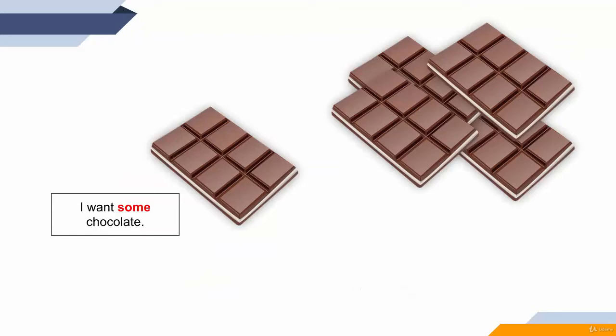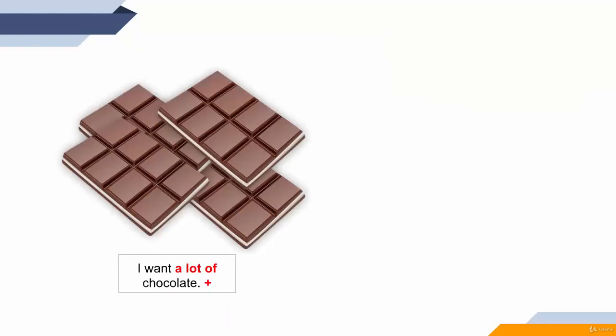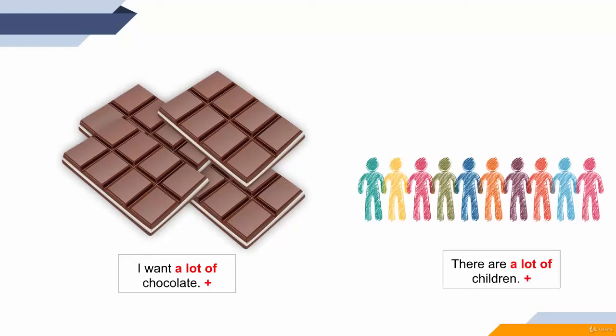In this situation, we say, I want some chocolate. But what about the second picture? It's not some, it's quite a lot actually. Well, in this case, you say, I want a lot of chocolate. A lot of. Example: I want a lot of chocolate. There are a lot of children.